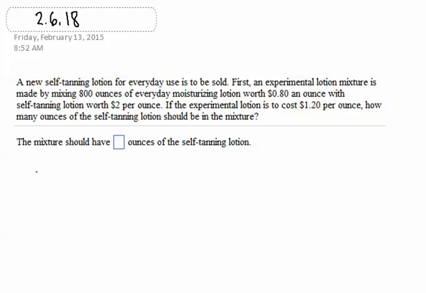If the experimental lotion is to cost, they want to bring these costs down from $2 to $1.20. How many ounces of the self-tanning lotion should be used in the mixture? So do you guys get the problem down?